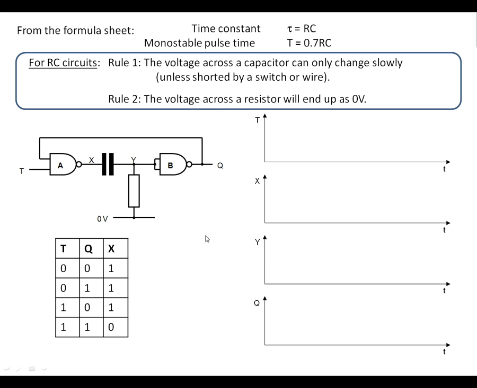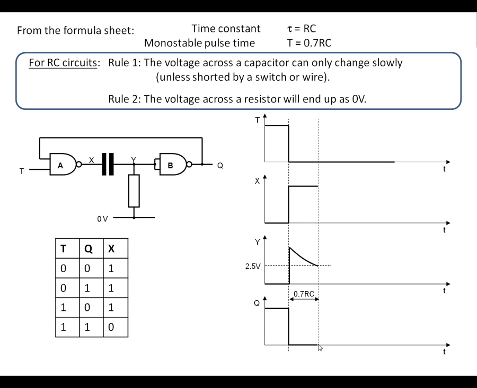Let's have a look at what happens when we put a long pulse going in. We hold T low for a long period of time. So what's going to happen then is X, as before, starts off low and it's going to go high. Y is going to jump up by 5 volts again, and it's going to head down slowly. And Q, again, will start off high and it will go low. Again, because we've got the 2.5 volt threshold, which takes 0.7 RC to go by, what we've got is Q goes low for 0.7 RC seconds.